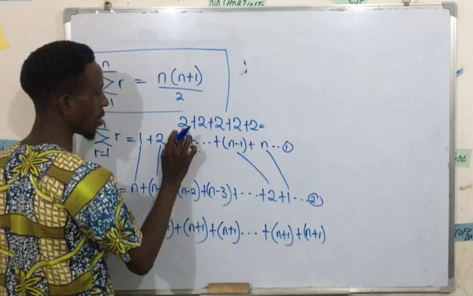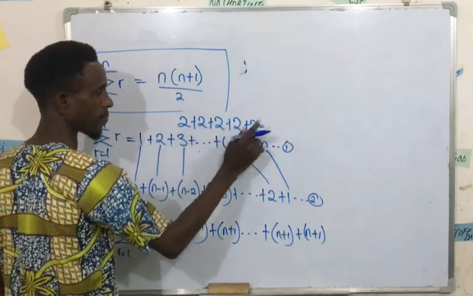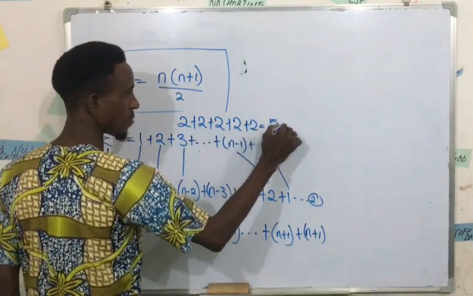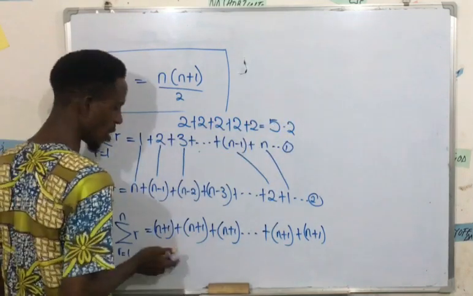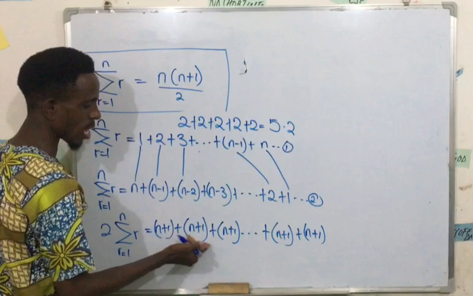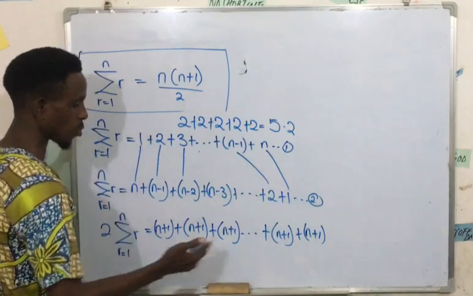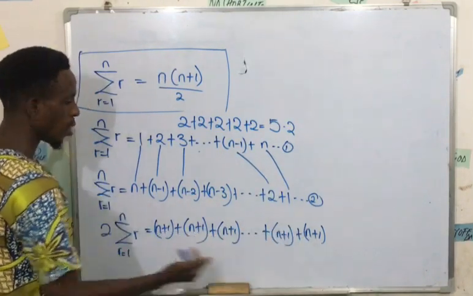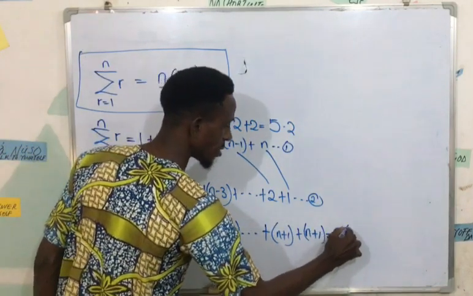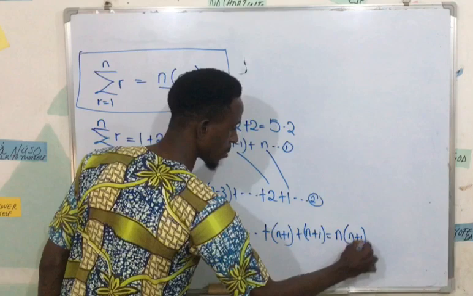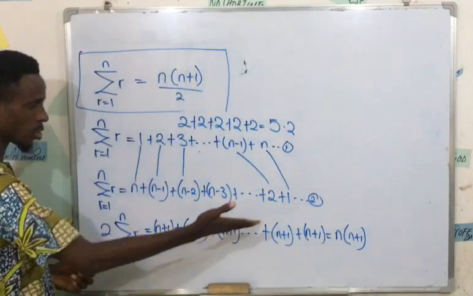I can say 1, 2, 3, 4, 5. That is 5 times what? Times 2. So if I have n plus 1 into n places, because I don't know how many I have here, it's going to be something like this: n times n plus 1, right? It's going to give me something like that.